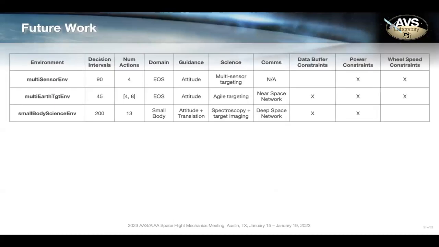So in future work, we want to look at different environments. So this environment was the multi-sensor env. I also have an agile Earth observing environment, as well as a small body environment, both with increasing problem complexity in some areas, but maybe less computational or problem complexity in other areas. So I'd like to compare to those as well.